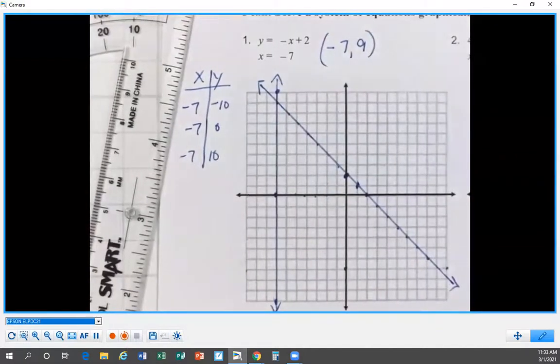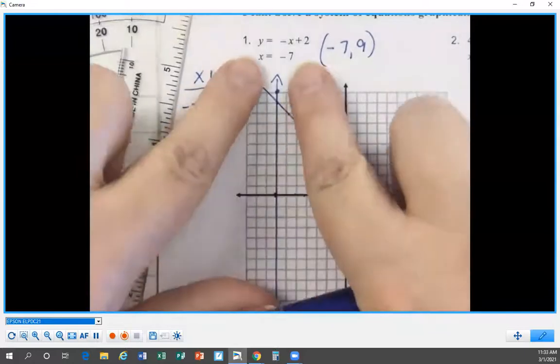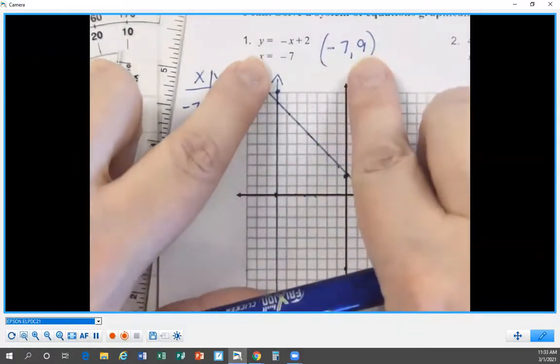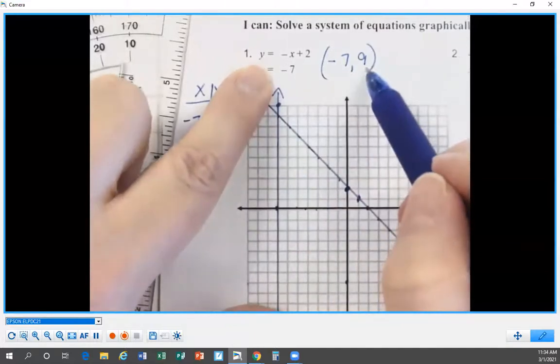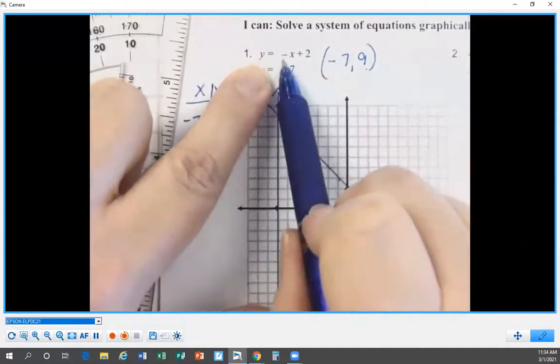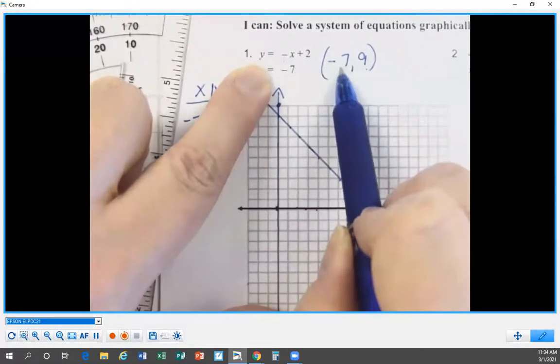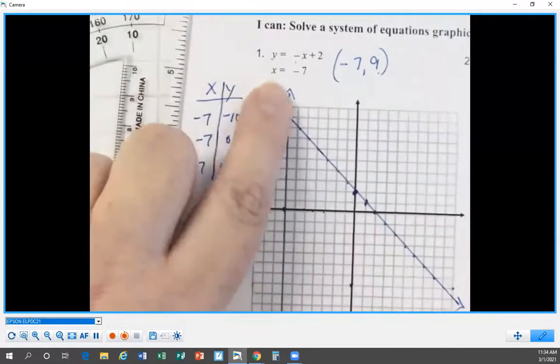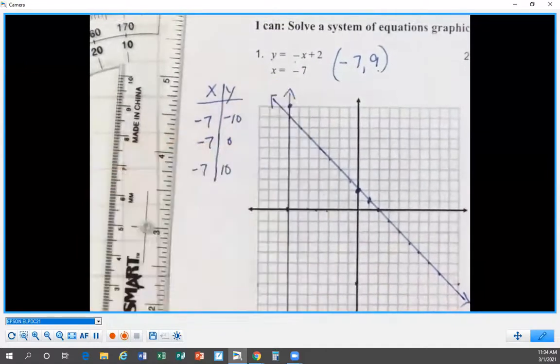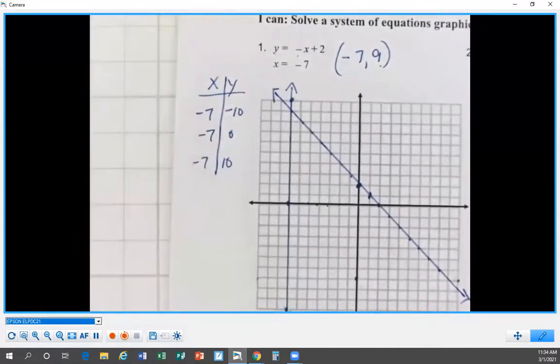And then you can plug that into both of the equations to make sure it's true. So the first equation, y equals negative x plus 2, will be 9 equals negative x. Well, x is negative 7, so negative x will be 7, plus 2 is 9. And then the second one is obviously true, x equals negative 7.